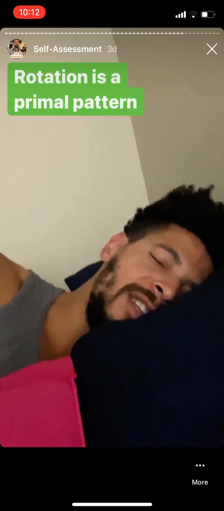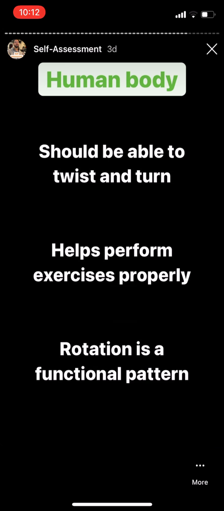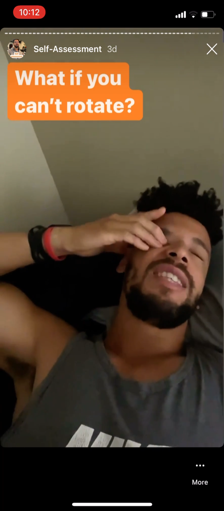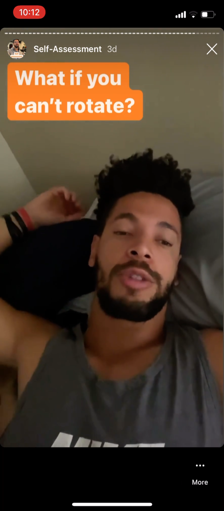So, fun fact, the human body should have the ability to both twist and turn to function properly and perform movements and exercises. That's why rotation is also known as a primal pattern. Often when the body has lost the capacity and the ability to rotate, it means that you're probably going to feel pain, discomfort in certain areas, especially around your spine.